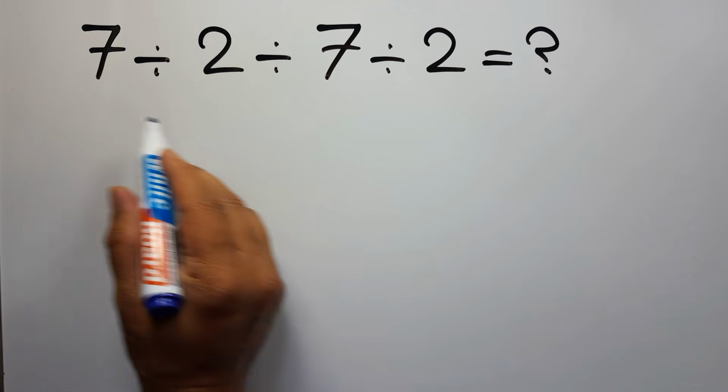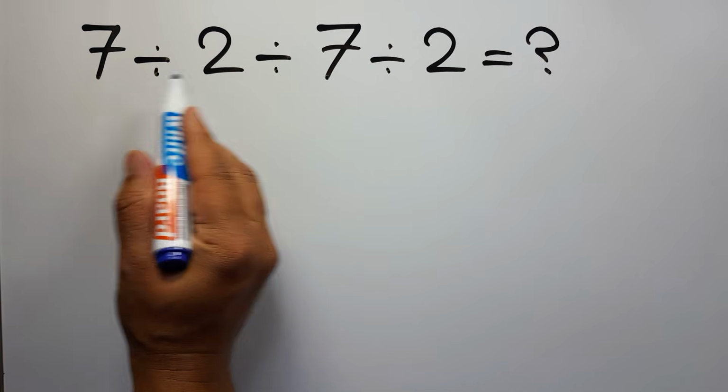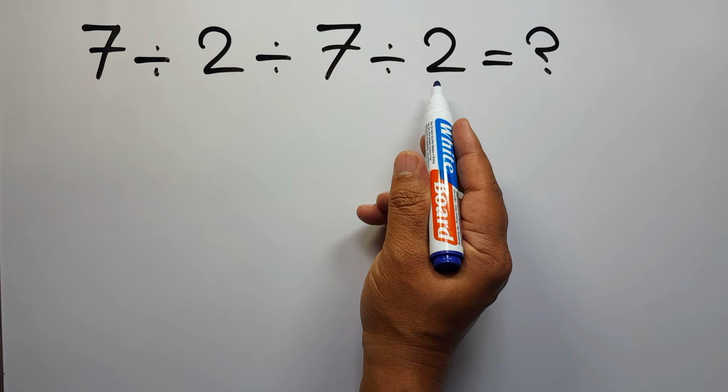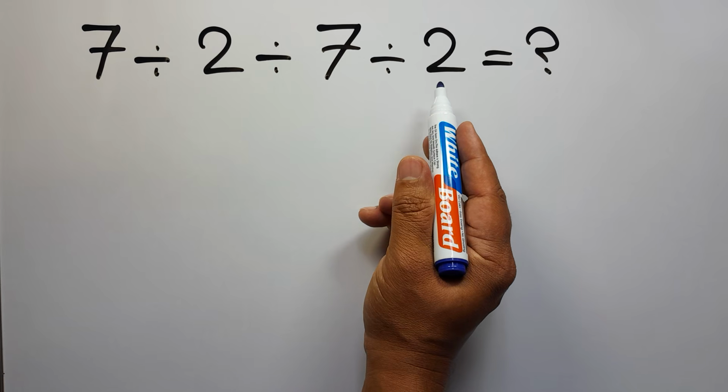In this video, we want to find the value of this expression: 7 divided by 2 divided by 7 and again divided by 2. Are you ready to solve? Let's go and get started.